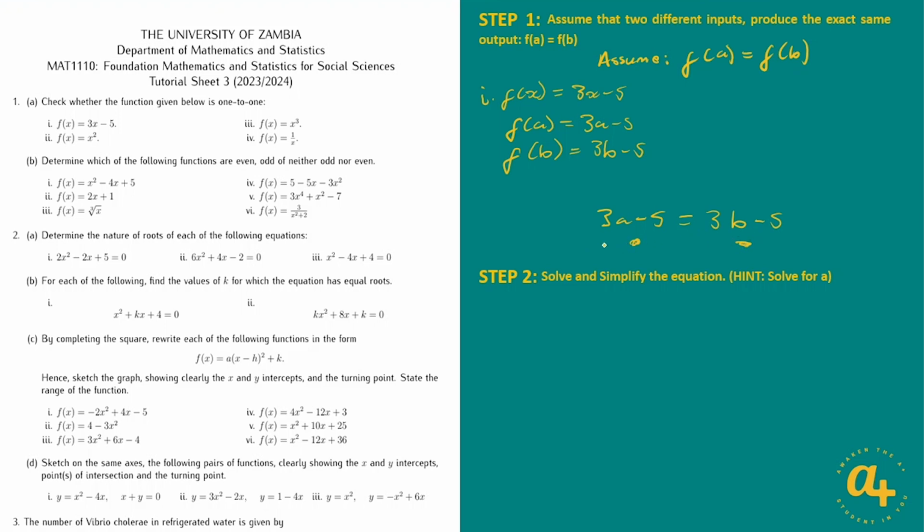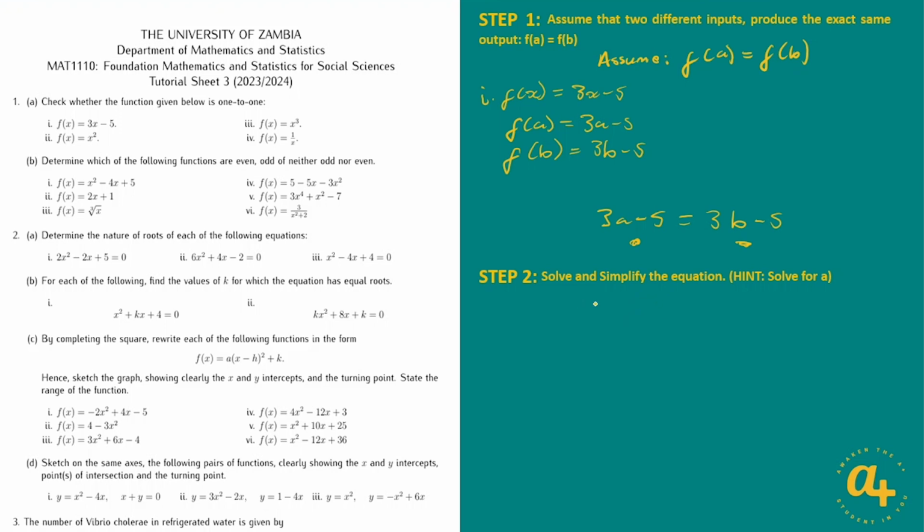Now, the second step that we are going to take to prove that a function is one-to-one using the algebraic test is to solve and simplify this equation. And the hint here is to solve for a, or rather to make a the subject of the formula. When solving and simplifying this equation, why do we need to make a the subject of the formula?